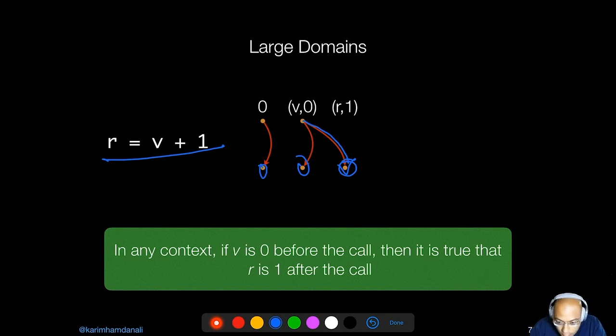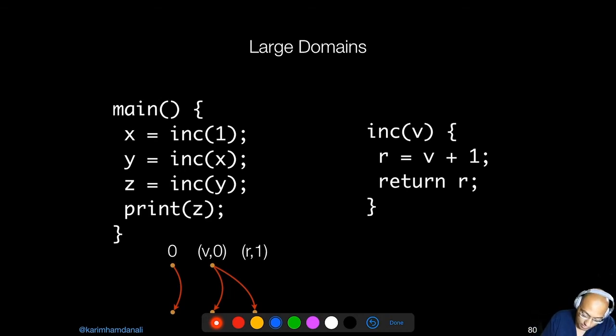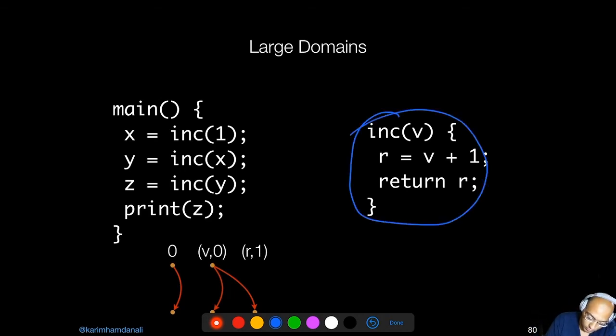In any context of that method, this is the method summary. The context independent summary of that method is: if v is 0 before the call, v is still going to be 0 after the call, but r is going to be 1 after this call as well. Let's say this is the inc or the increment method, and I have a main method where I'm calling inc first with a value 1, then I'm calling inc with the local variable x, then calling it with y, then I'm printing the value z.